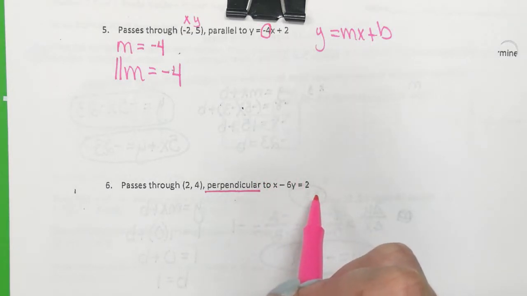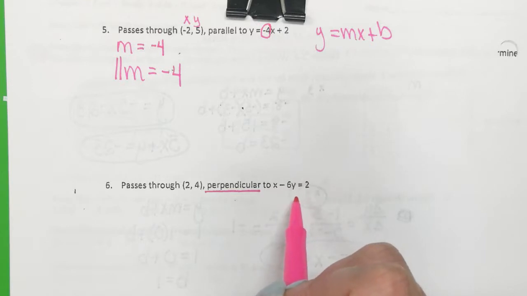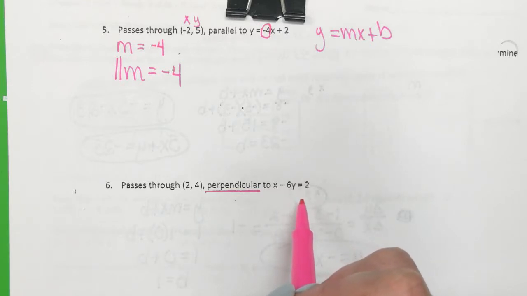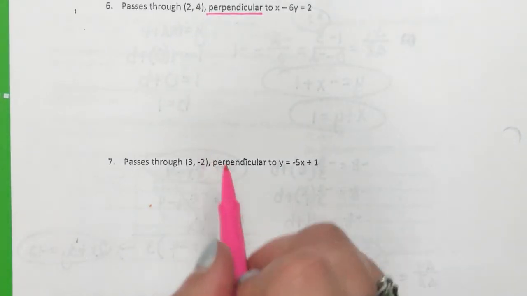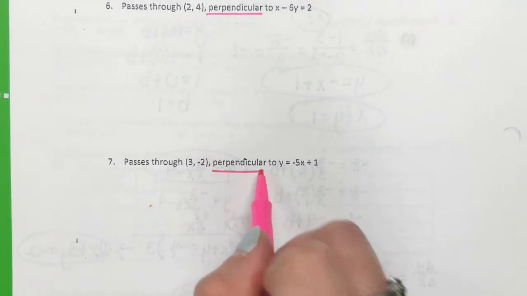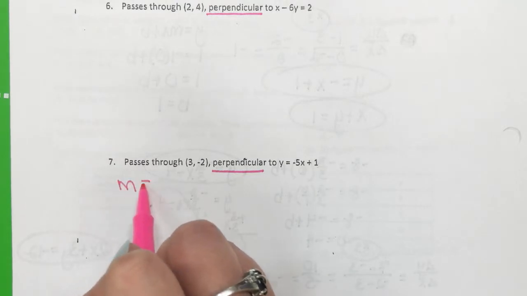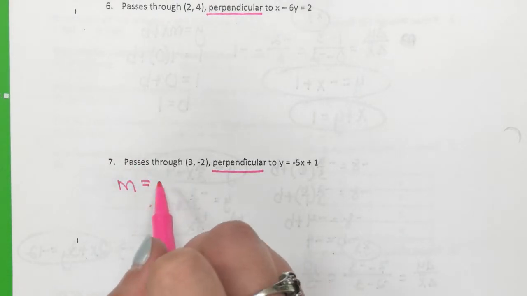Not standard. It is, and it is in standard. You got to put it in slope-intercept, which means you got to solve for Y. Alright, what about number 7? What's number 7 say? Perpendicular. So let's do this right now. Here we go. What's my slope to begin with?